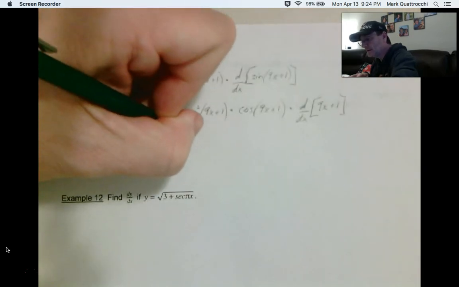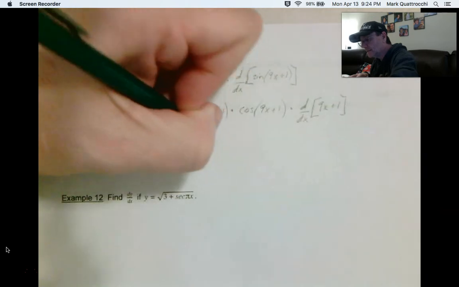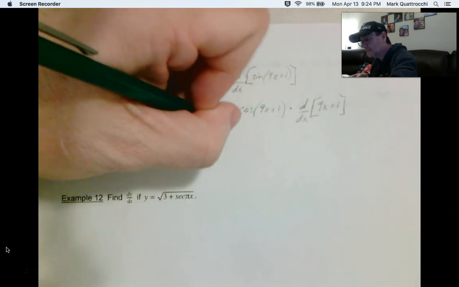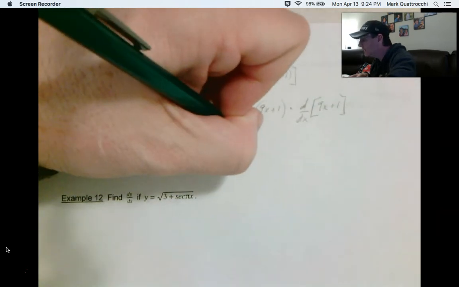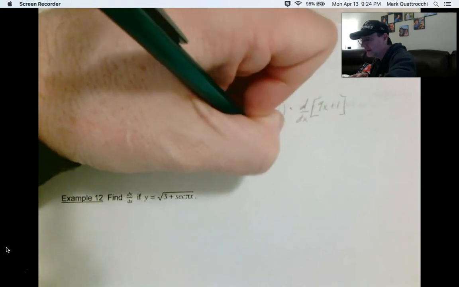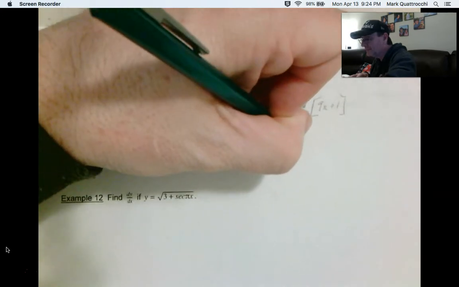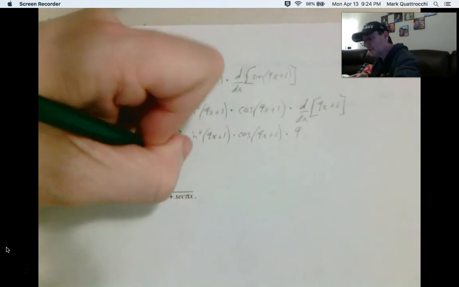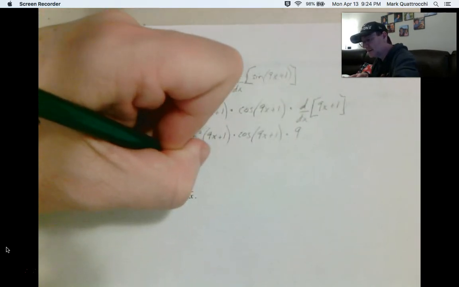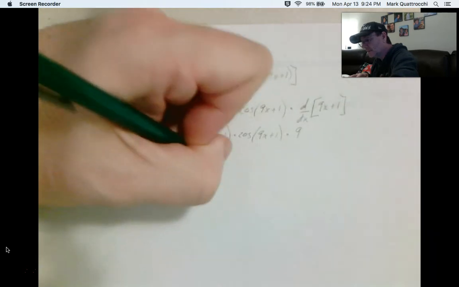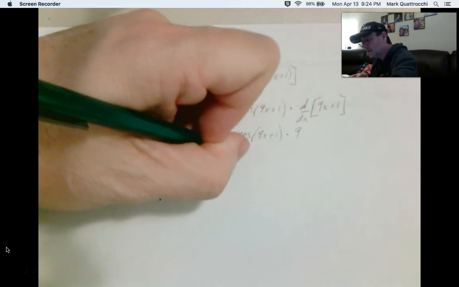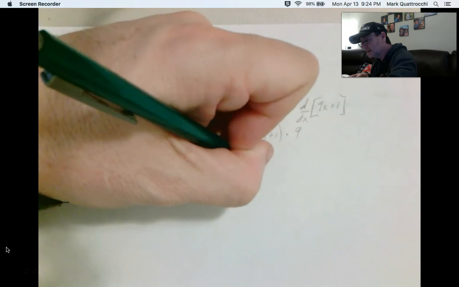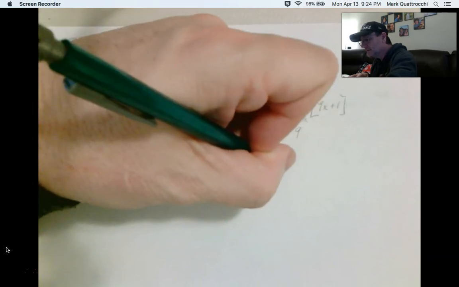3 sine squared 9x plus 1 times cosine 9x plus 1 times 9. And our final answer, 27 sine squared 9x plus 1 cosine 9x plus 1.